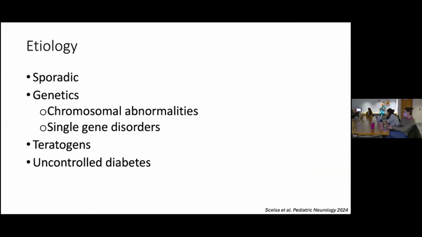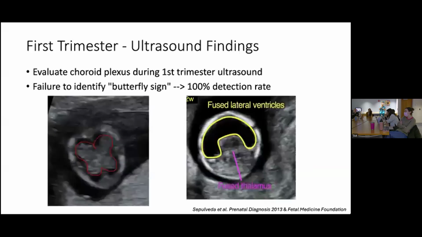So the etiology of holoprosencephaly is multifactorial, and while some cases are sporadic, there have been associations with chromosomal abnormalities, single gene disorders, as well as teratogens such as poorly controlled diabetes. So next, I'll go over the ultrasound findings. Holoprosencephaly can be diagnosed with ultrasound in the first and second trimester.